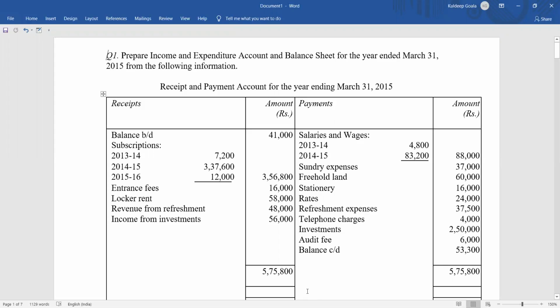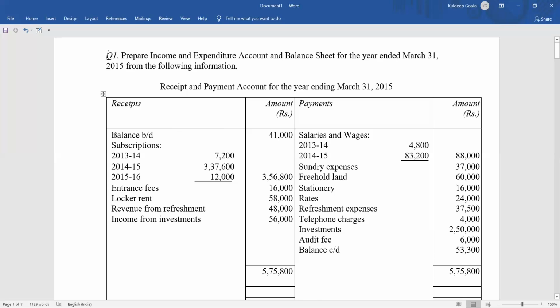So let's start. We have got a question here. Prepare income and expenditure account and balance sheet for the year ended 31st of March 2015. So the receipts and payment account is given, and from there we have to prepare the income and expenditure account and the balance sheet for the year ending 31st of March 2015.